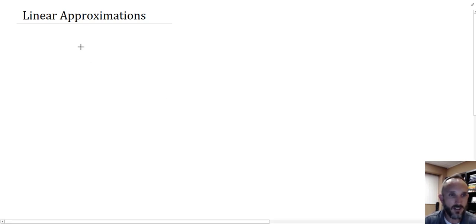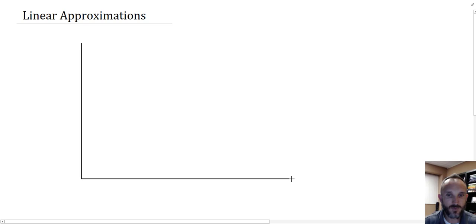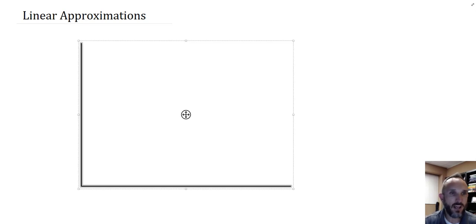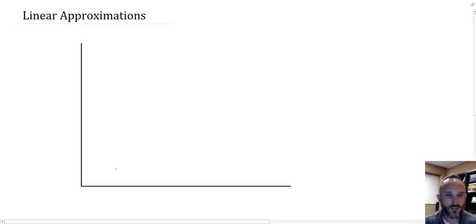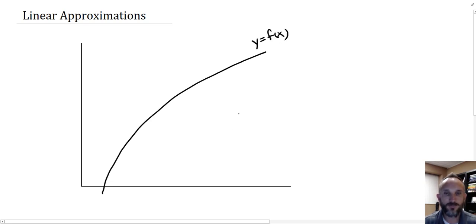Suppose, let's set up our axes here. Suppose that we have a curve, some function that looks like this. Let's call that y equals f of x. And we want to approximate this curve with a straight line. Now, we can't do that well everywhere all at once. So what we can do is pick some x value, let's call it a.